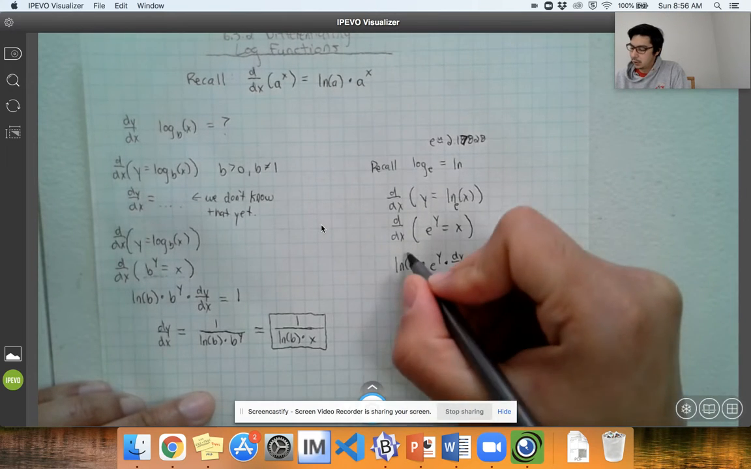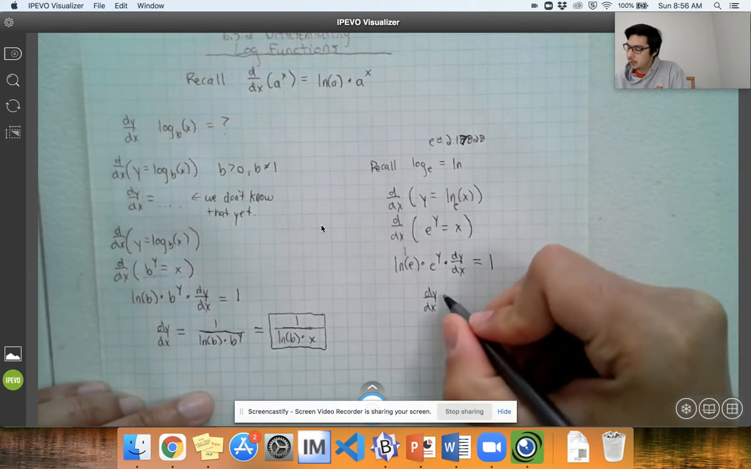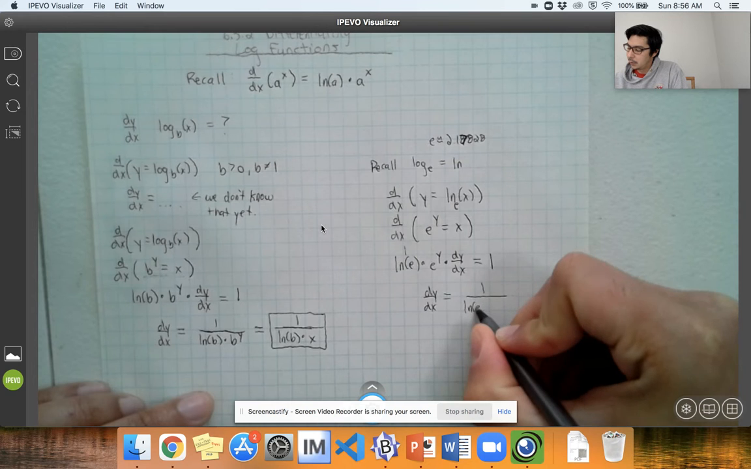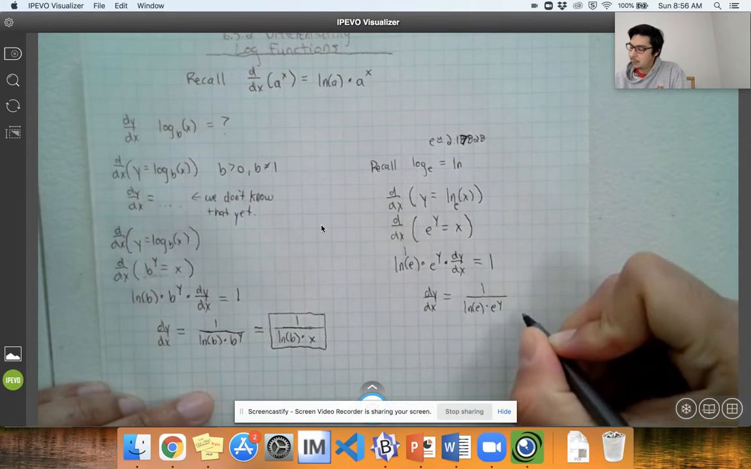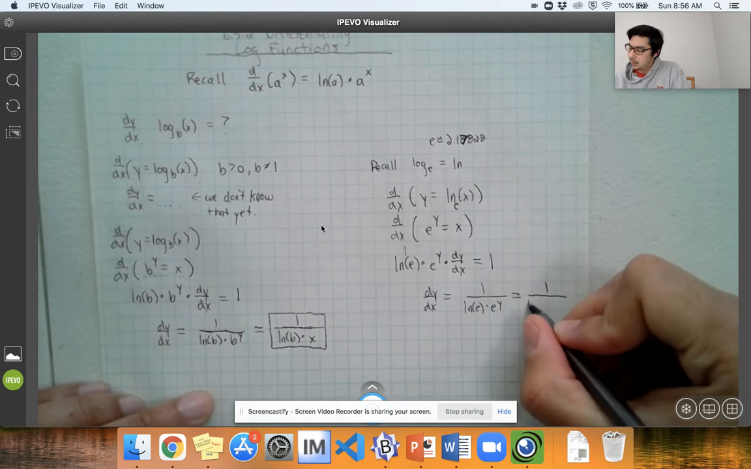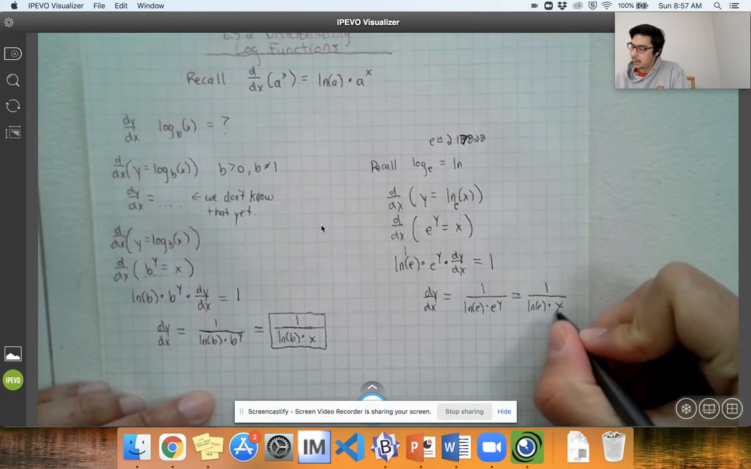Well, natural log of e is just 1, so we almost can ignore that. But I'm going to keep it there to show you that the derivative of natural log is 1 over natural log of e times e to the y, and recognize that natural log of e times e to the y is x, so I could just write x.